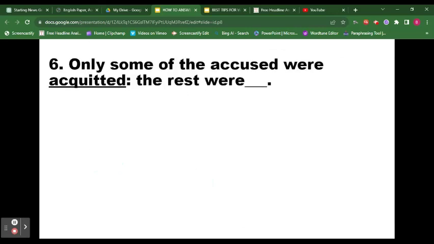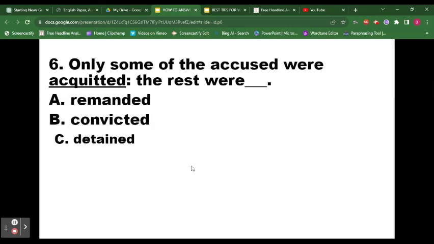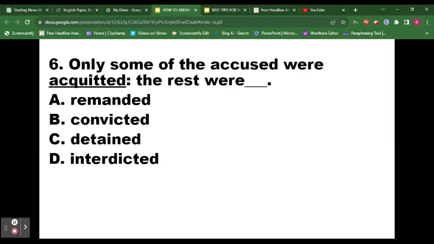Number 6, only some of the accused were acquitted, the rest were dash. When an accused is acquitted, they are declared innocent. Let's look at the opposite of acquitted. A, remanded; B, convicted; C, detained; and D, interdicted. The answer is B, convicted. When an accused person is convicted, the person is pronounced guilty.